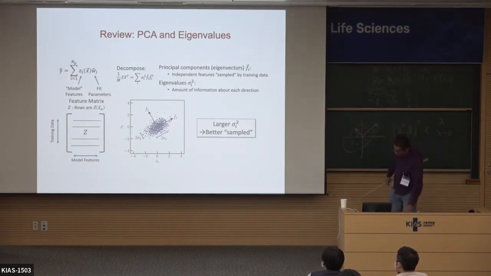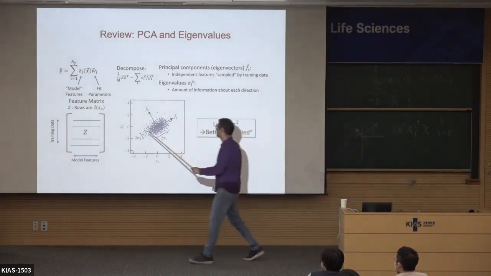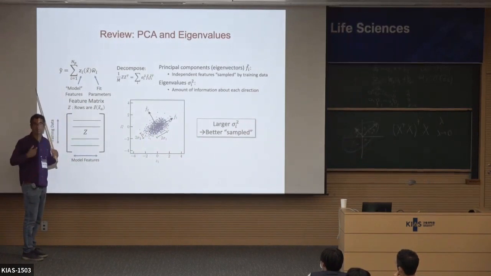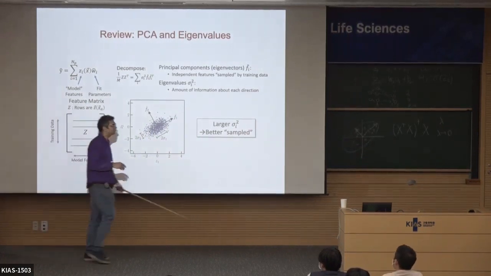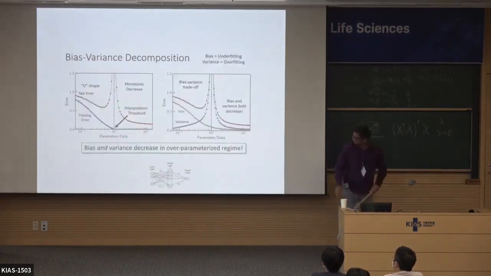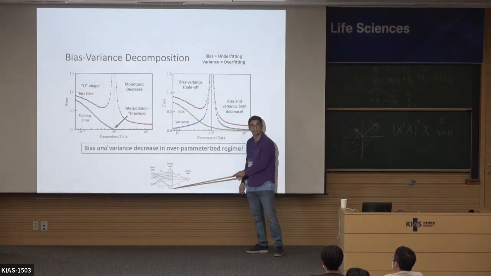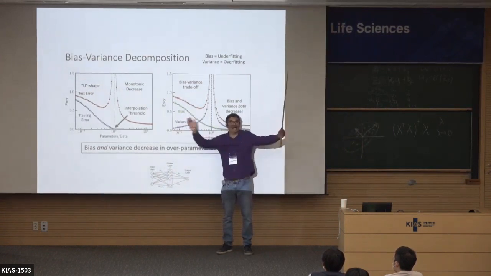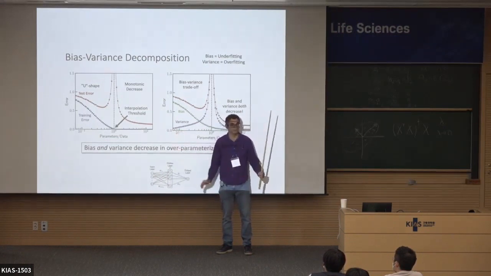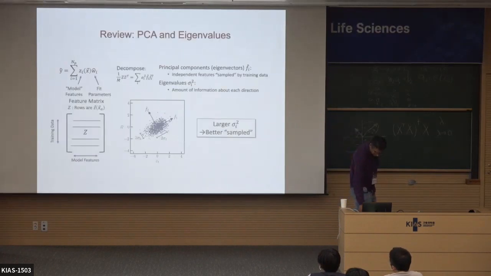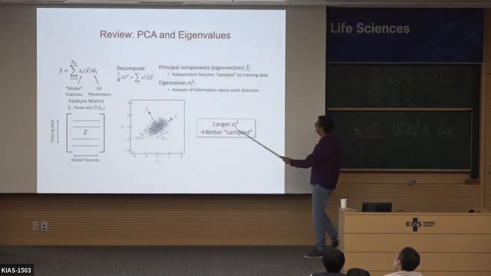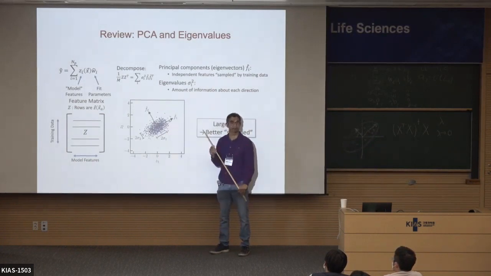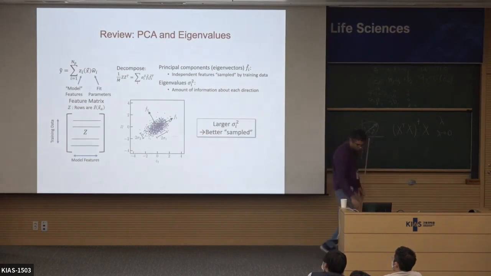And so now I can look at this not in the original feature space, but in the space of the models. This is how the model views the data. Z is how the model views the data. Everyone understand that? If I go back to this picture here, the model only views the data through this layer Z. It doesn't have access to all this stuff. And I'm going to ask, from the viewpoint of the model, how is the data varying in different directions? The important point you should take away is the larger the eigenvalue, the better sampled it is, because the eigenvalue tells you how much variation there is in that direction.